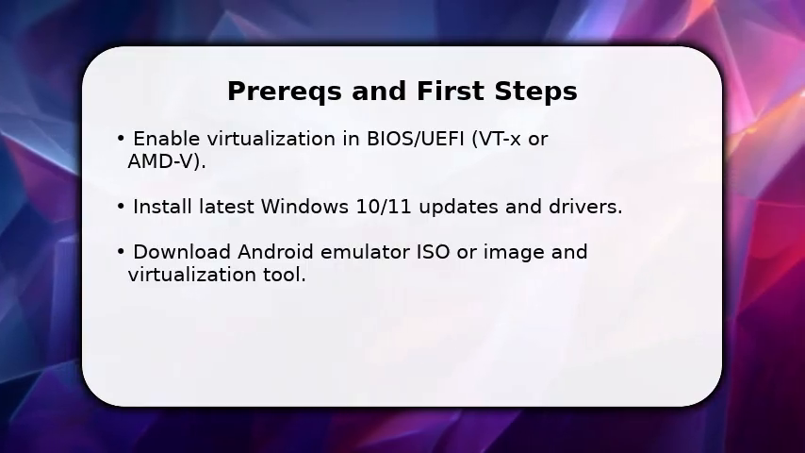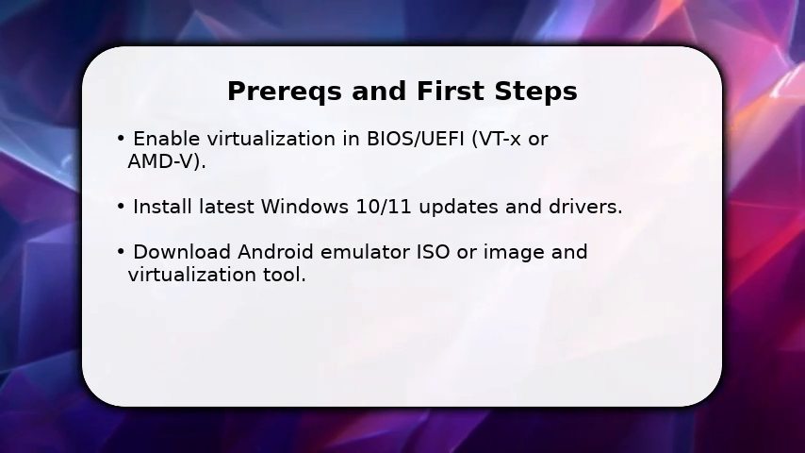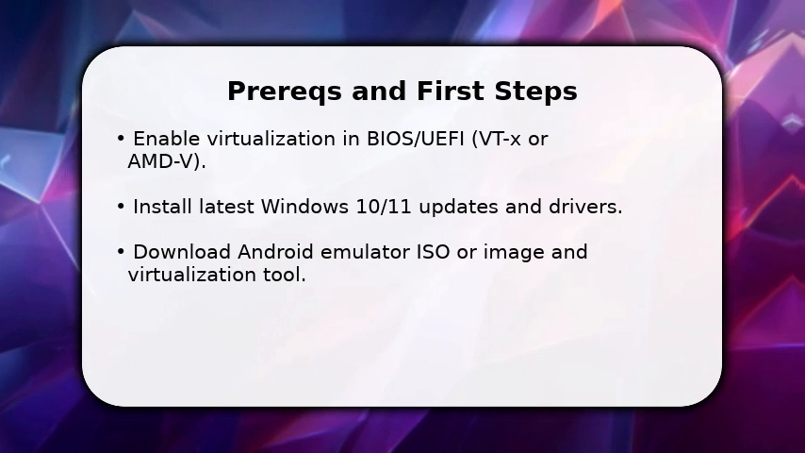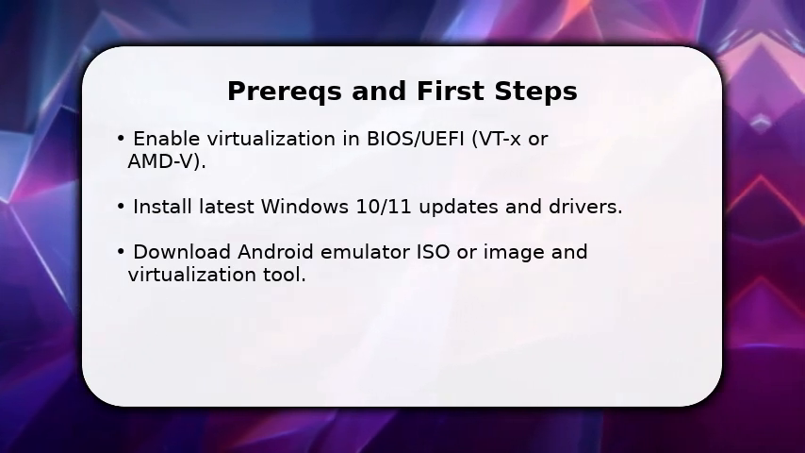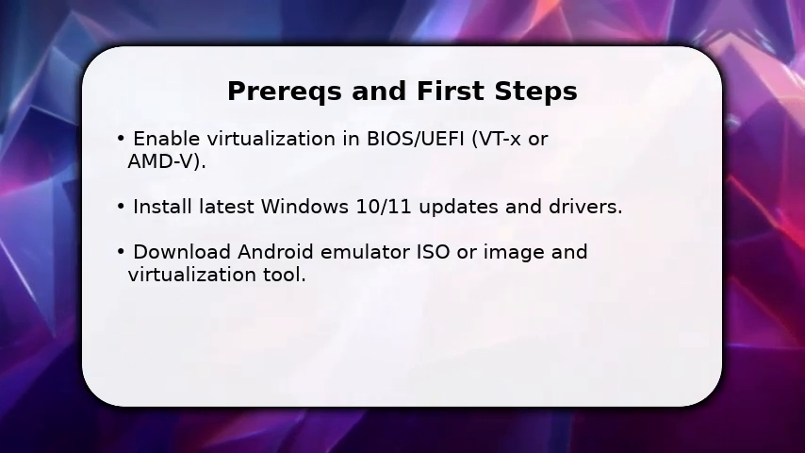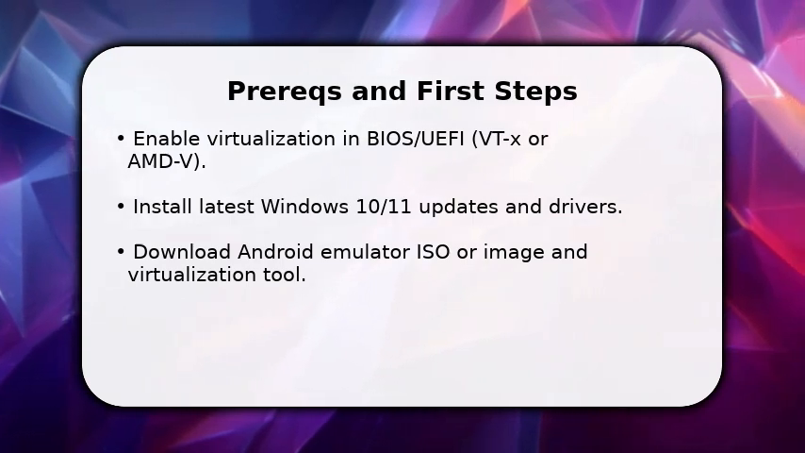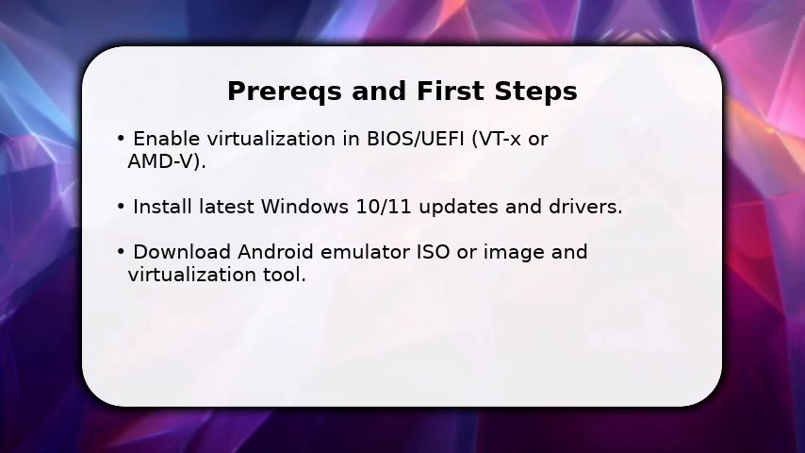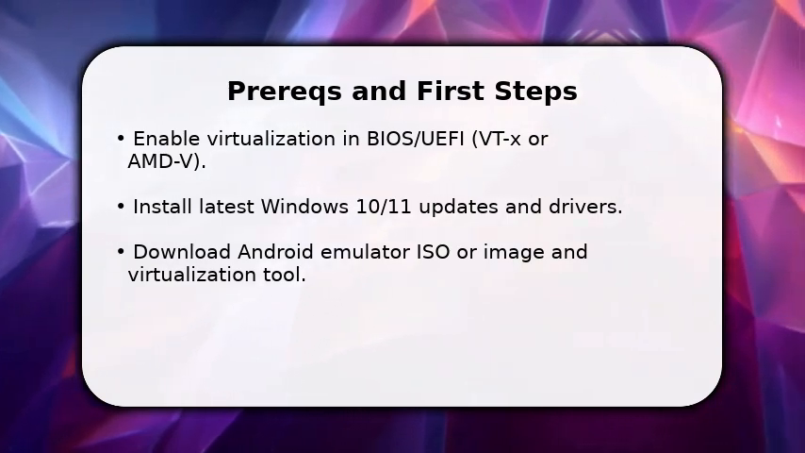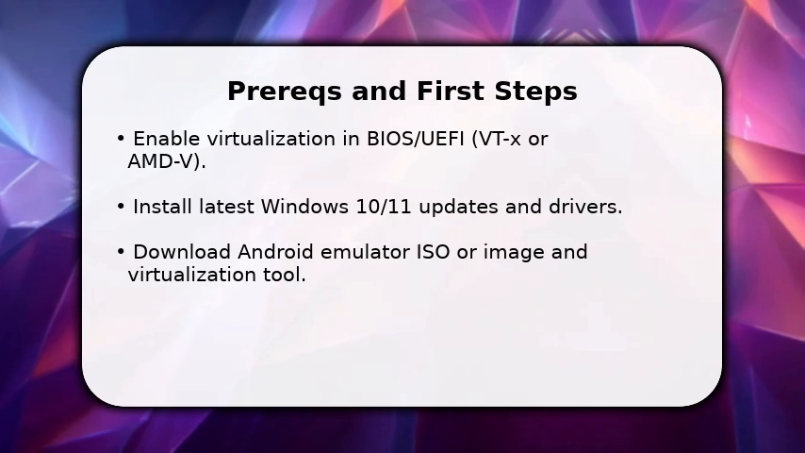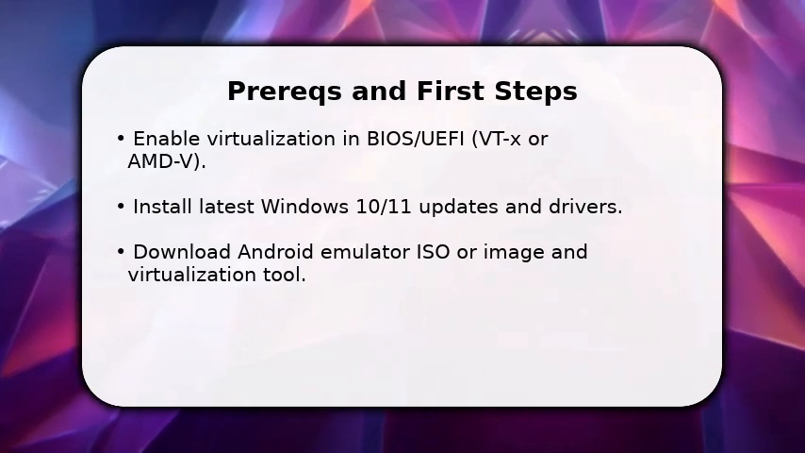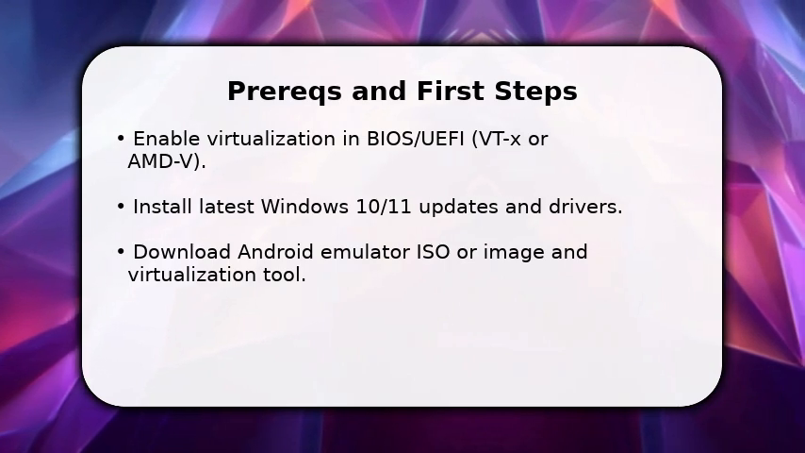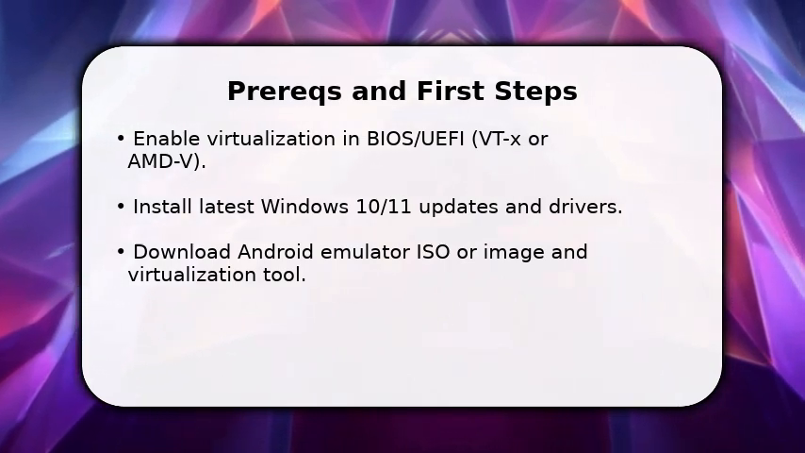You start by enabling CPU virtualization in BIOS or UEFI so the emulator can use hardware acceleration. Once done, make sure Windows is up to date and drivers are current. This prevents driver conflicts. Next, download a verified Android system image and a virtualization tool that supports ARM or x86 images. You do these steps now because they remove the common blockers and let you move straight into creating a virtual device with full performance.